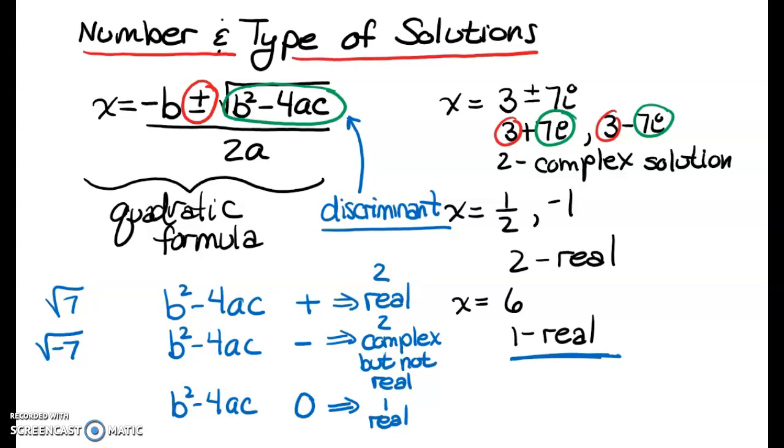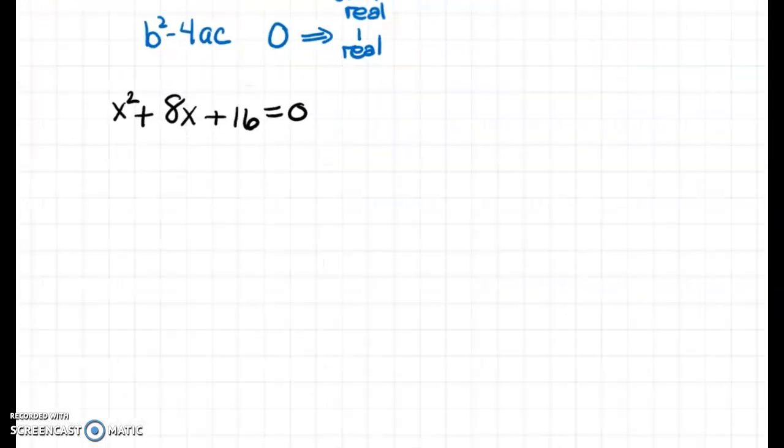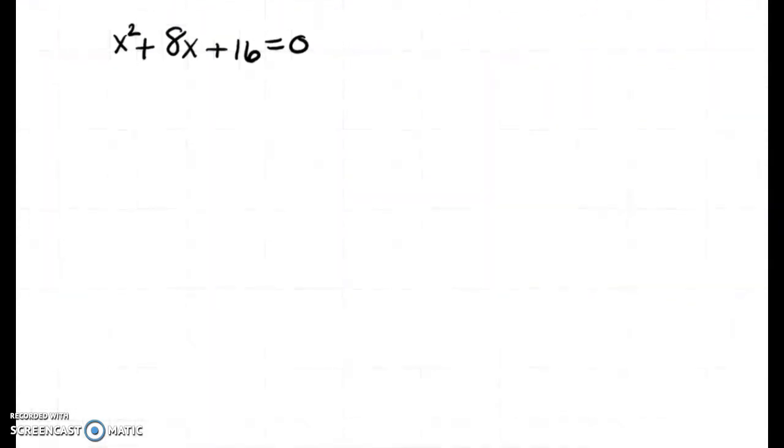So if b squared minus 4ac is positive, we're going to get 2 real solutions. If it's negative, we get 2 complex but not real solutions. And if it's 0, we only get 1 real solution. So here's an equation. We're going to find a, b, and c first.